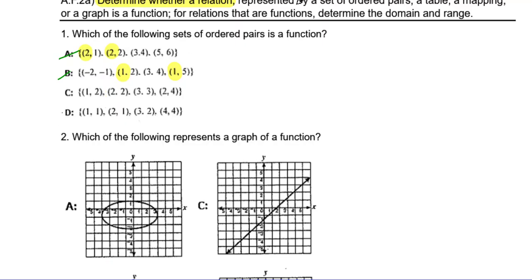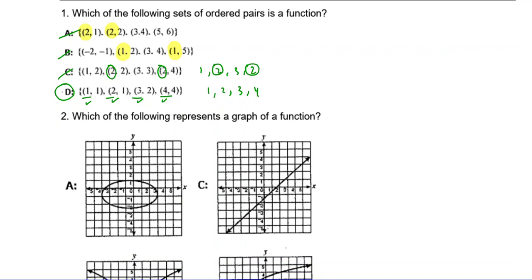Same thing for number C. The 2 is repeating here. 2 goes to 2 and 2 goes to 4. Nope. So 1 goes to 1, 2 goes to 1. It's okay if the y repeats as long as the x doesn't repeat. 3 goes to 2 and 4 goes to 4. So this is a function because the x values, I'm just pulling out the x values here, these are just the domain, okay? It doesn't repeat. Here, if I pull out the domain, see how it repeats, okay?